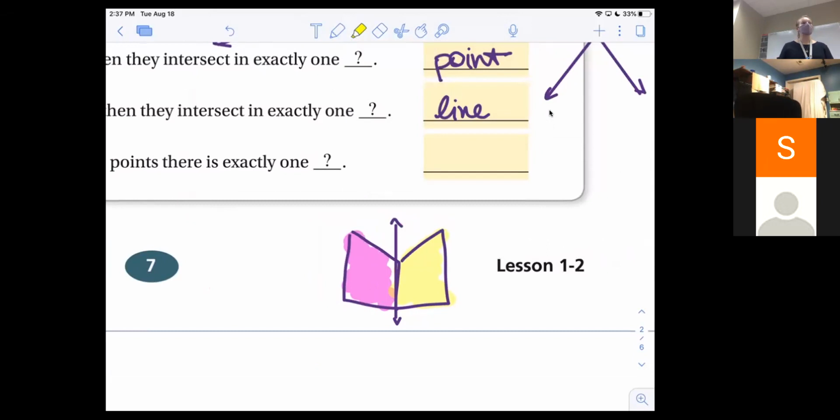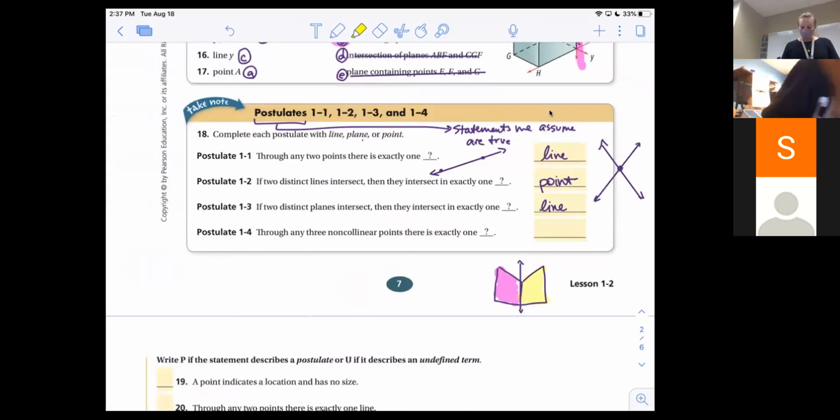A cool way to think about it is like the ceiling and the wall. So the ceiling is one plane and the wall is another plane. And that line right between them is the intersection of those 2 planes. Yep, Cooper. Right. So those walls are parallel, so they'll never intersect. Very good. And you're leading us right into the next couple days, and we're going to talk about that and explore that. The last postulate, through any three non-collinear points, there's exactly one what?